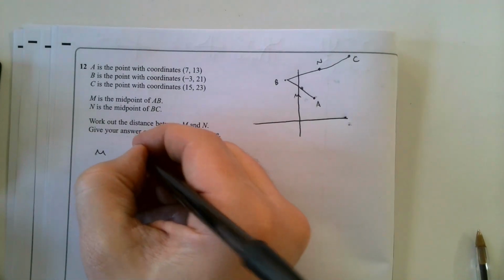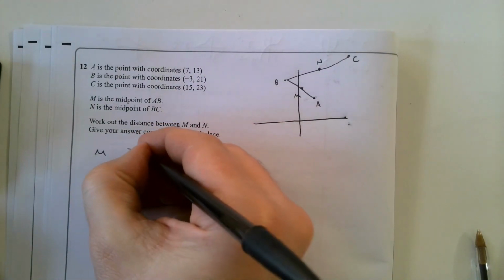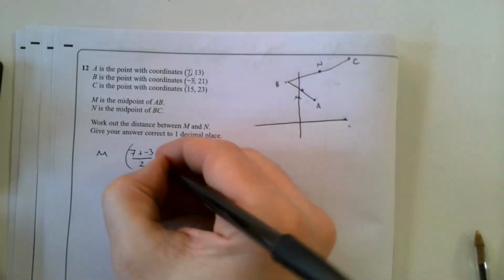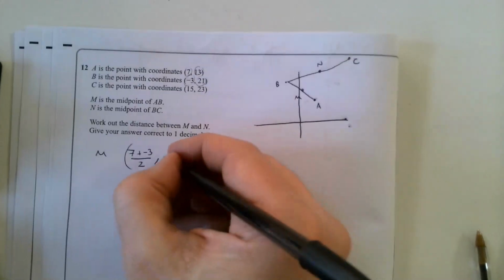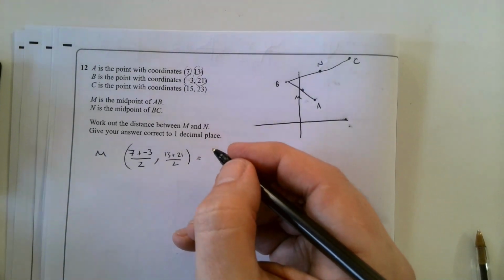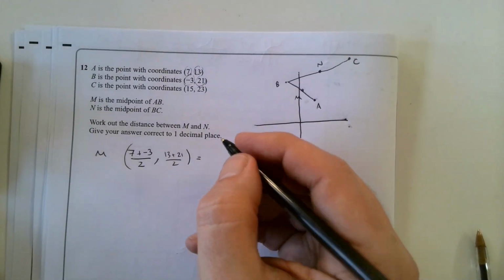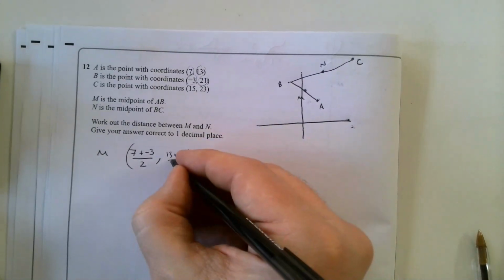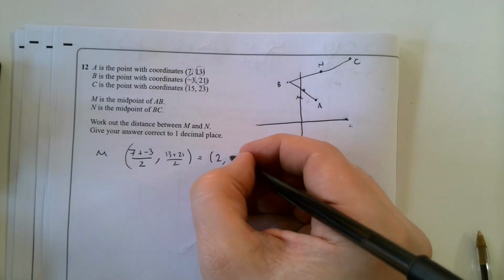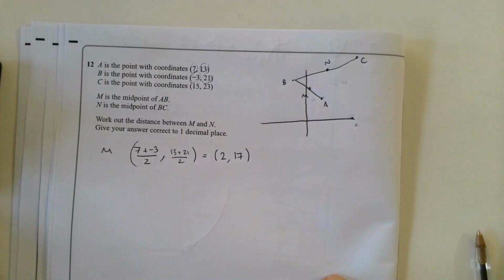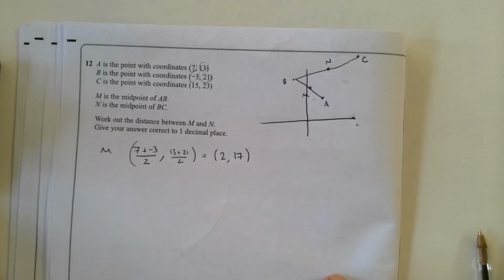So I know that M is halfway between these 2 points. So what I'm going to do is 7, add negative 3, divided by 2. And I'm going to do 13, add 21, divided by 2. So that will give me the coordinates of M. So if I've got that, 7 add negative 3 is 4. 4 divided by 2 is 2. 13 add 21 is 34. Divided by 2 gives me 17. So if I just wrote down 2, 17 and stopped I'd get 1 mark for that question. So everyone in doing this paper, I think, will be able to find at least that one.